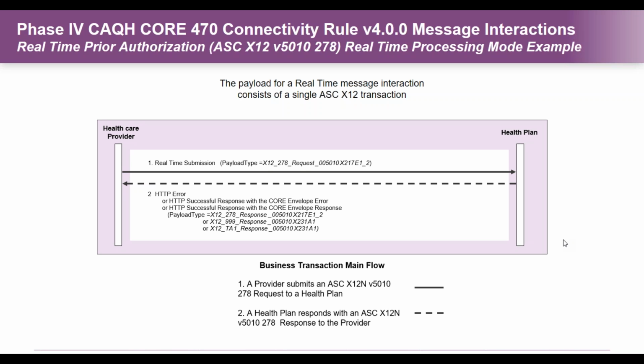Here we have TA1 for the interchange level error, 999 for a functional group, and the 278 response. So those are the possibilities. Next slide, please.